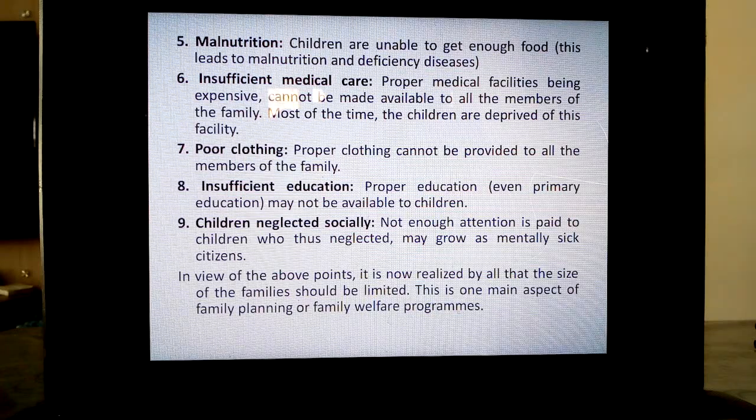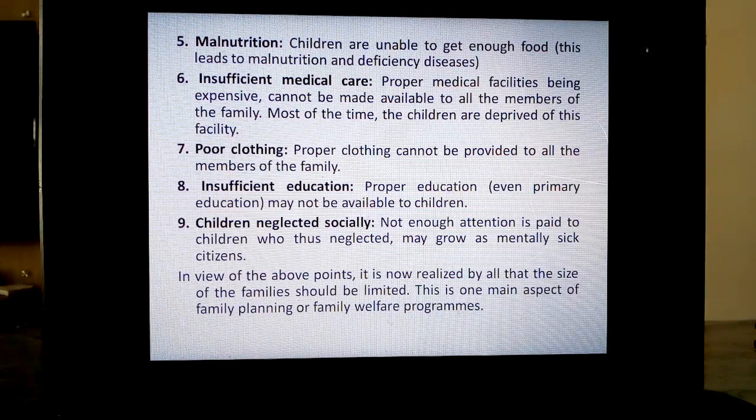Insufficient medical care. Proper medical facilities being expensive cannot be made available to all the members of the family. Most of the time the children are deprived of these facilities. They won't get proper medical care. They say, the same tablets you got last time for fever, take the same prescription, continue the same tablets. This will be the attitude because they cannot afford to go to the doctor again.